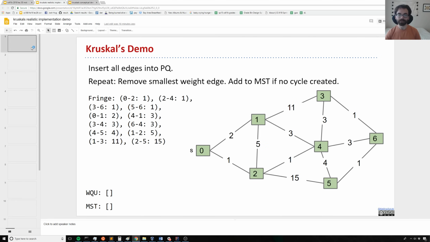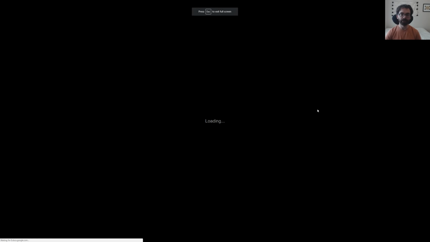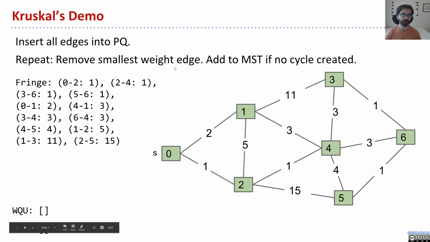Here's a more realistic version of Kruskal's. So we saw the conceptual picture of Kruskal's algorithm. And in this more realistic picture, how it's going to work is we are going to use data structures, like we did in the more realistic Prim's.